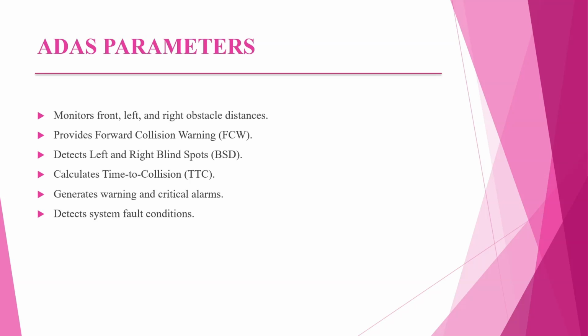ADAS parameters monitors left, front, and right obstacle distances. Provides forward collision and detects left and right blind spots also, and calculates time to collision and generates warning and critical alarms. This detects system fault conditions also.